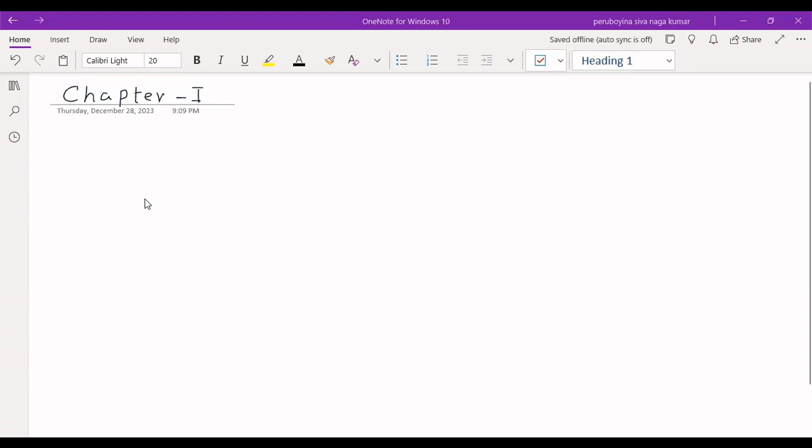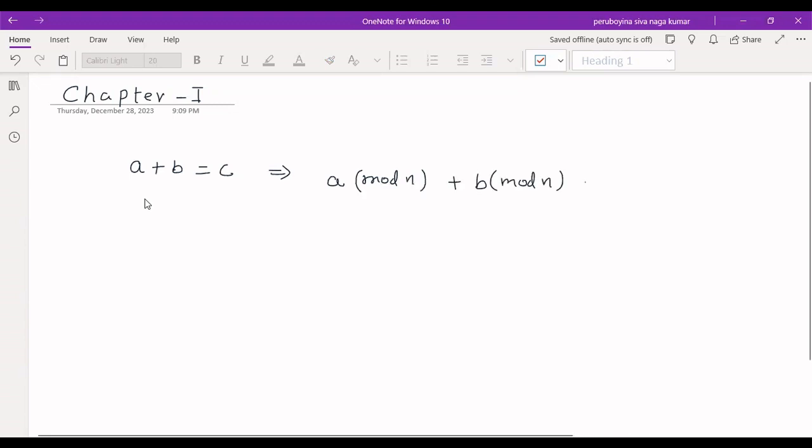So the properties are, for example, if A + B ≡ C, which implies that (A + B) mod n ≡ C mod n. This is what is called modular. Or this one you can also write as A + B ≡ C (mod n).